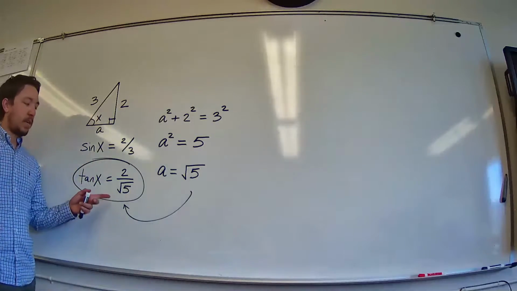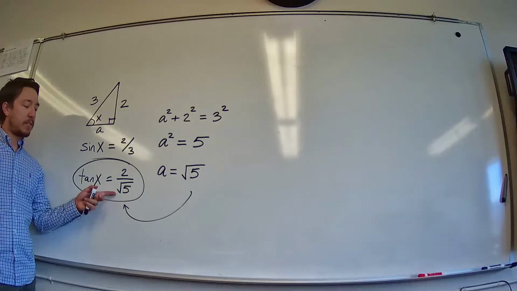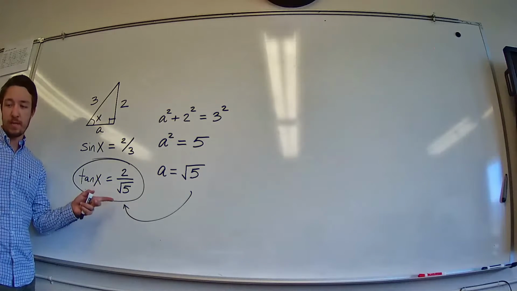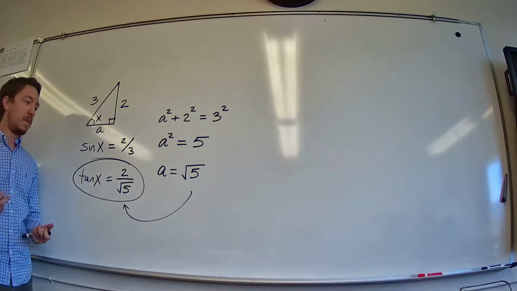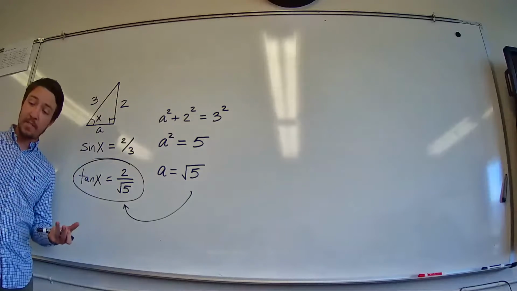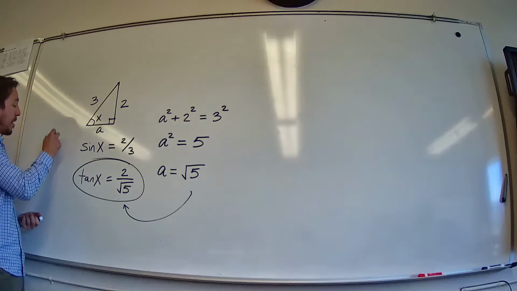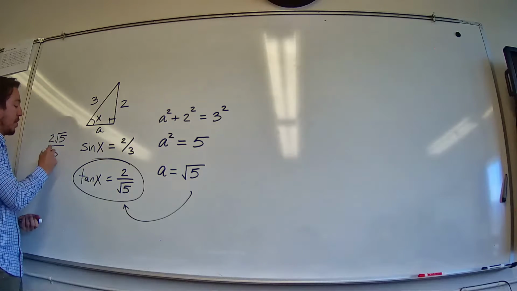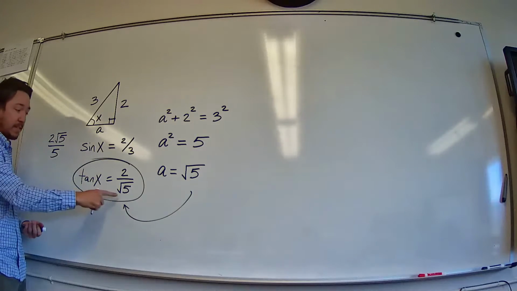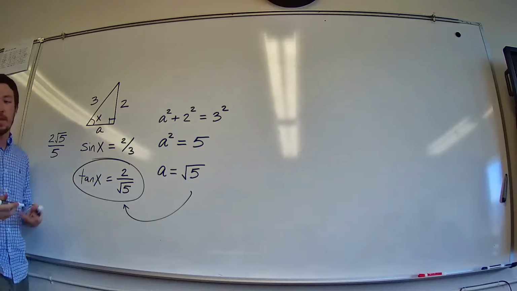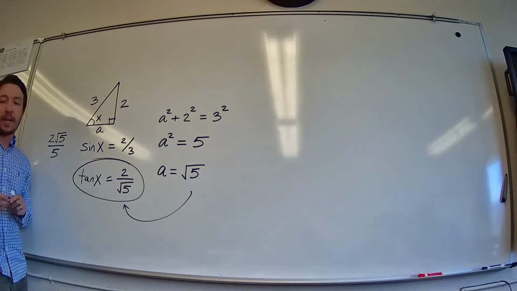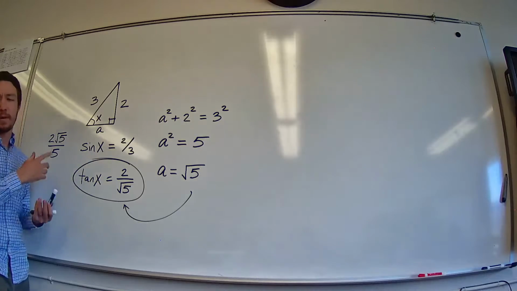If anyone's wondering, wait a second, are you allowed to have a square root in the bottom of your fraction? The answer is yes, you are. If you, for some reason, prefer not to have a square root in the bottom, you could certainly multiply this by root 5 over root 5 and get 2 root 5 over 5. That number is the same number as this number. If this is context dependent, there might be a context where this is a more useful way of writing the number.